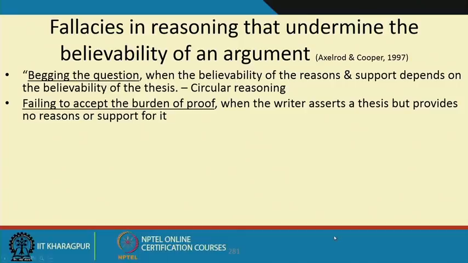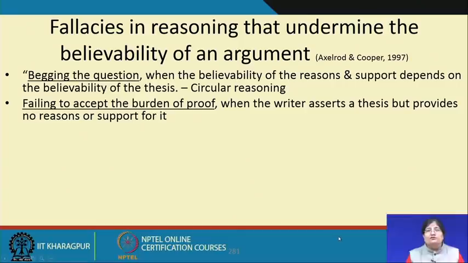Then failing to accept the burden of proof, when the writer asserts a thesis but provides no reason or support for it. So, the writer just says, I believe this to be true, but does not provide very sound reasons or support for it. That means that the writer is failing to accept the burden of proof.